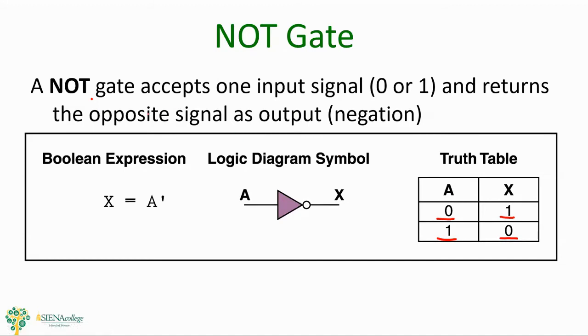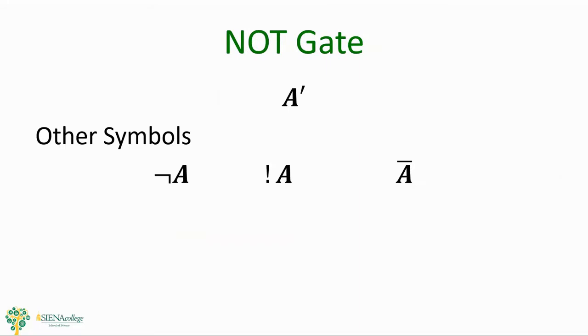For the Boolean expression, we use a little tick symbol to denote a NOT. So that's A not, B not, C not. The logic diagram symbol is a triangle with a circle at the end of it. A goes into the triangle and comes out as X. For this course, and in the textbook, we will use the tick, the A not, to show A not. However, there are other ways to represent NOT, other notation schemes. So if you've already taken logic and are more familiar with a different notation scheme, please feel free to use it.